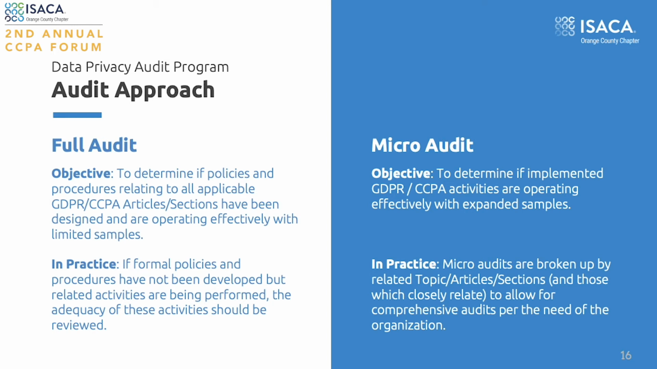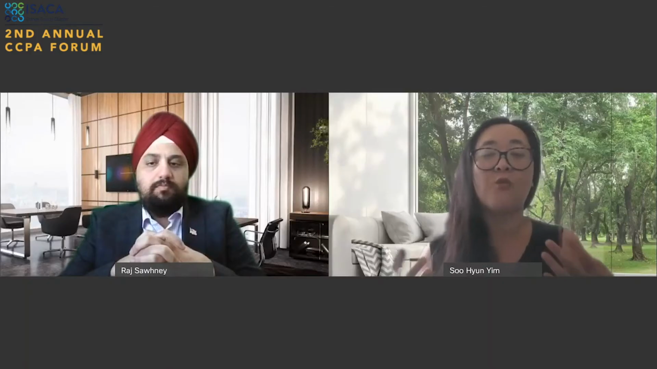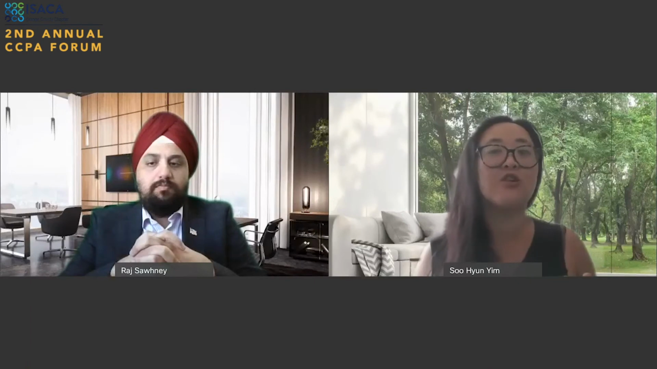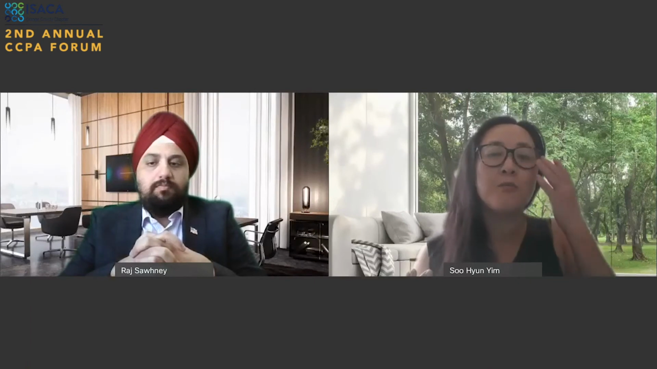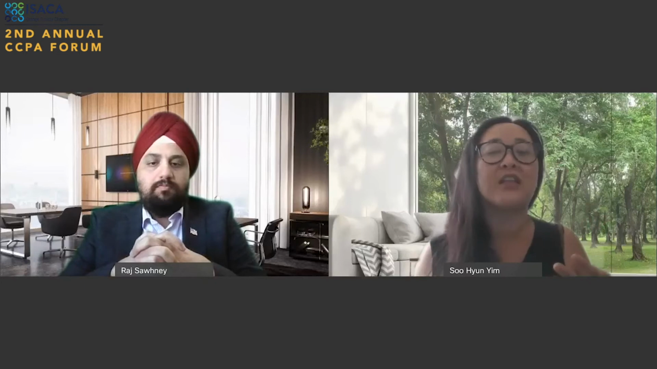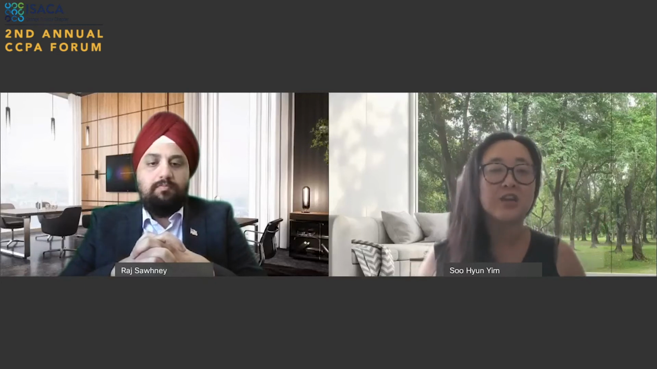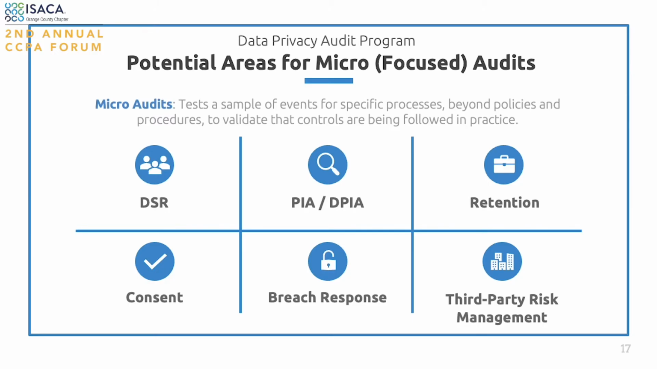And as I mentioned before, one of the things that's going to be very important is that documentation does not always equal what's actually happening in operations. And as internal auditors, we do know that. And so it'll be important to validate the operational effectiveness of those key areas. So in the next slide, I will discuss the key areas of focus that you might want to consider for a micro audit. The reason why we selected these 6 areas is because of how they interact directly with consumers or how they're specific to both regulations.